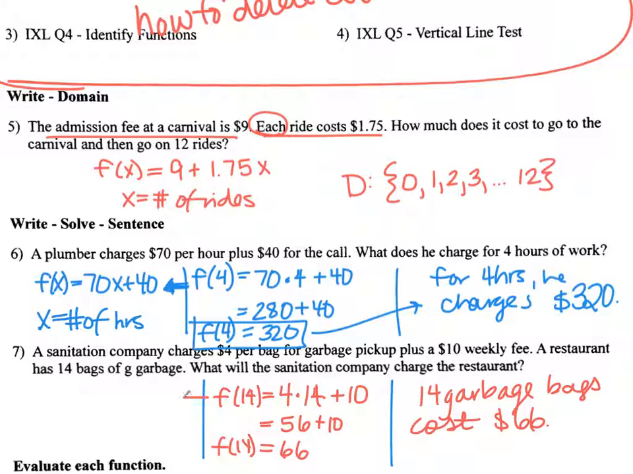And then remember, we go backwards. And going backwards, we're just replacing this 14, this amount that I knew, with something that I don't know. We call unknown things variables. So we've got f of x equals 4x plus 10, where x stands for the number of garbage bags.